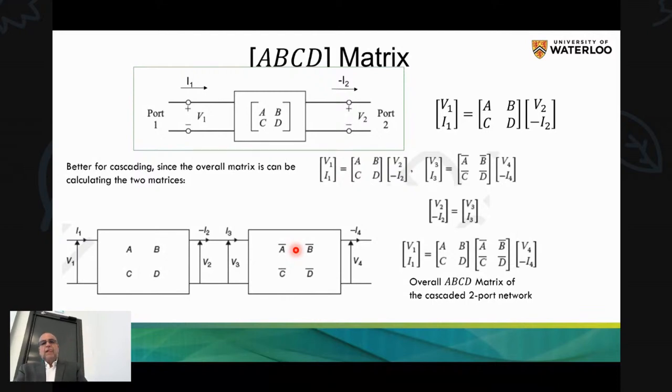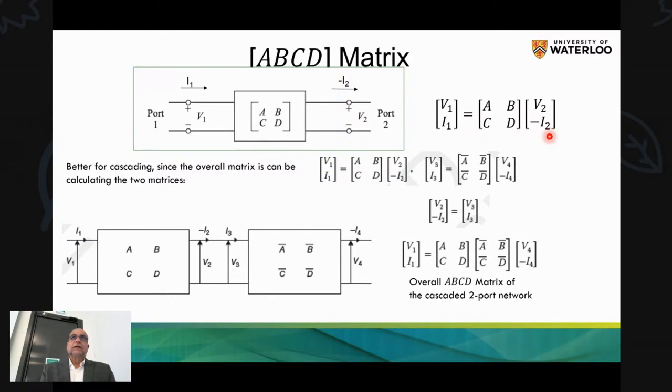For the ABCD matrix, we just manipulate a little bit and we use V1, I1, and V2, and we use here intentionally minus I2 because that makes it easy to cascade networks. The ABCD elements are defined that way. These are just the definitions, relating the voltage and current on one side.